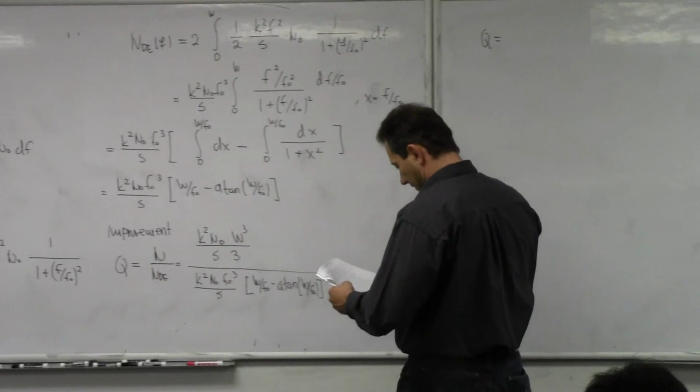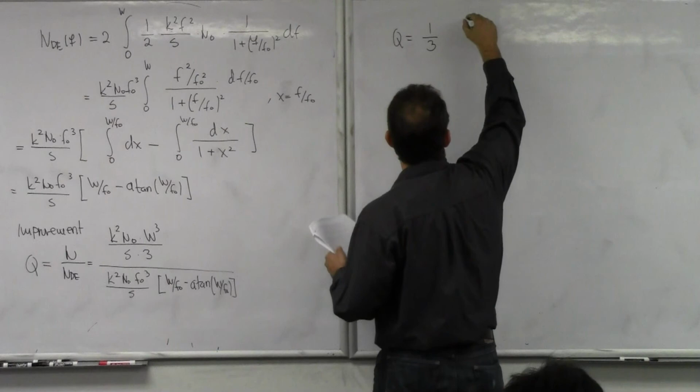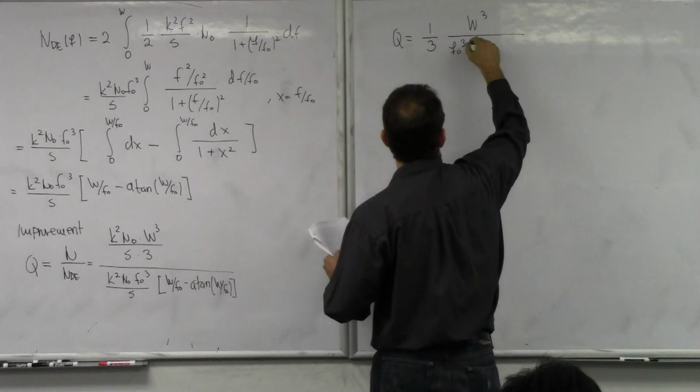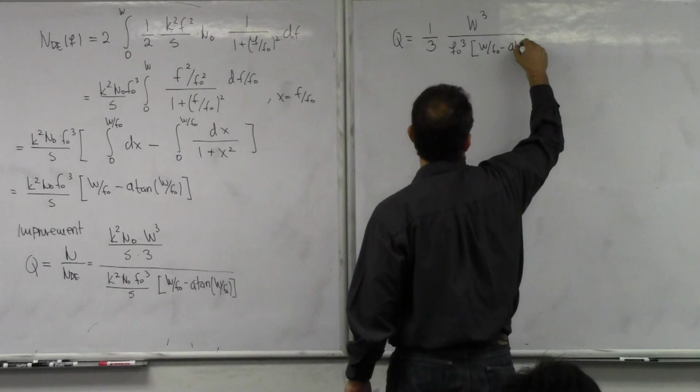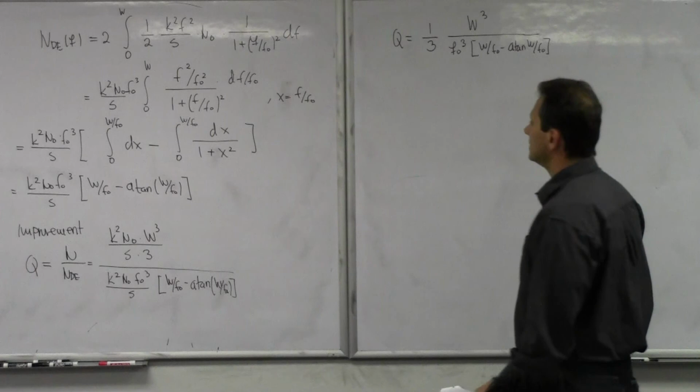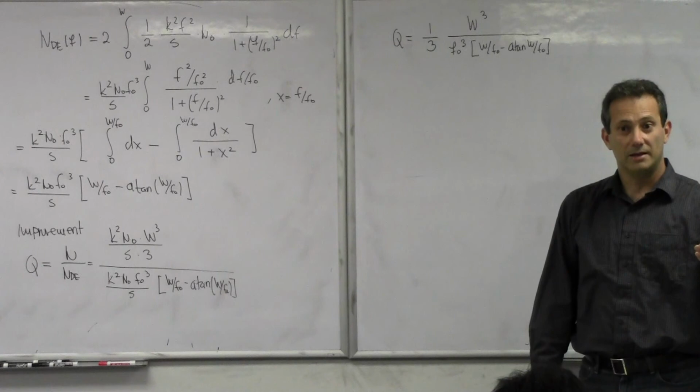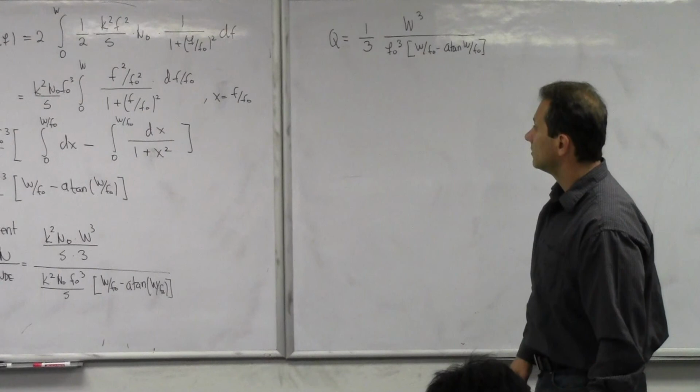So when everything is said and done, you end up with 1/3 W cubed over f0 cubed, and then W over f0 minus arctangent W over f0. So that's an additional improvement beyond processing gain, right? You have a processing gain, and then you have improvement due to de-emphasis and pre-emphasis, right? So there's quite a bit of improvement.